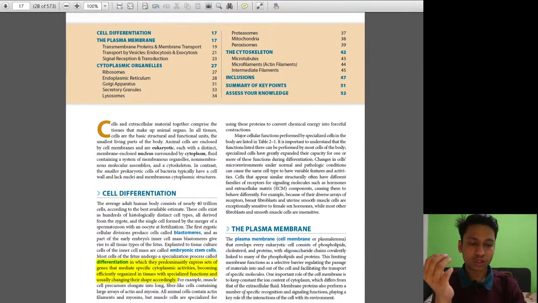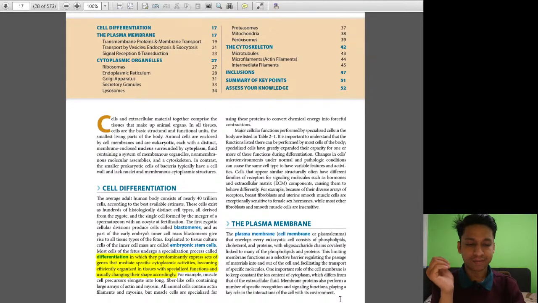Membrane proteins also perform a number of specific recognition and signaling functions, playing a key role in the interactions of the cell with the environment. So membrane proteins, as I said, are responsible for interacting with anything outside of the cell. They facilitate the movement along the membrane, etc.